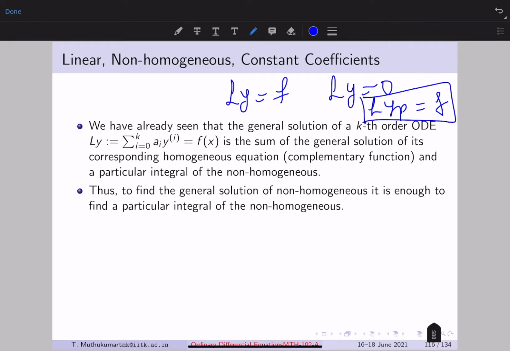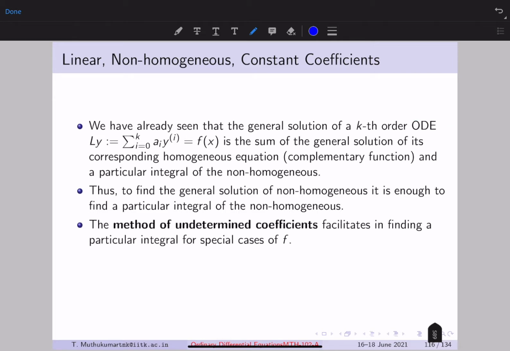In the previous lecture, we have already seen how to find the null space, which will be of dimension k for a kth order linear homogeneous ODE. So finally what is left is how to find this one solution. Like in the previous example, we had guessed that x is the particular integral. Now how do we find it in the general case? Can we find at least one particular integral for any linear non-homogeneous ODE?